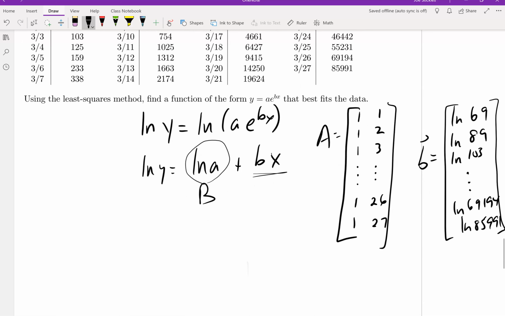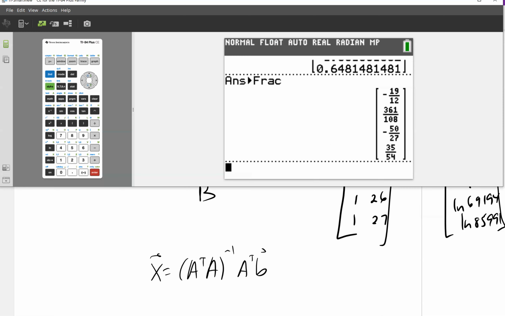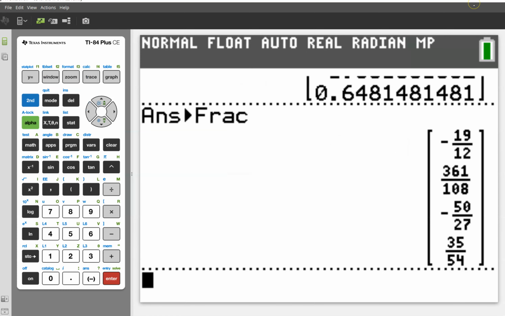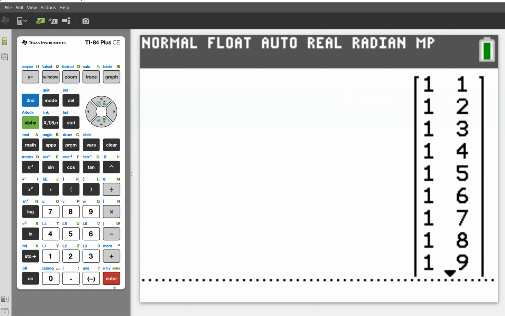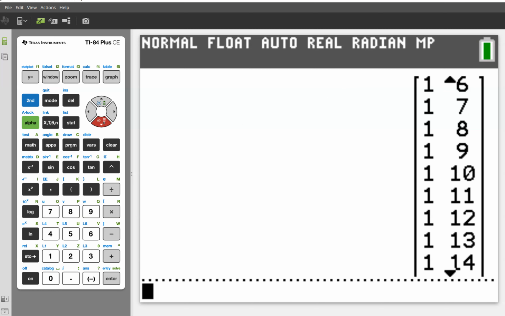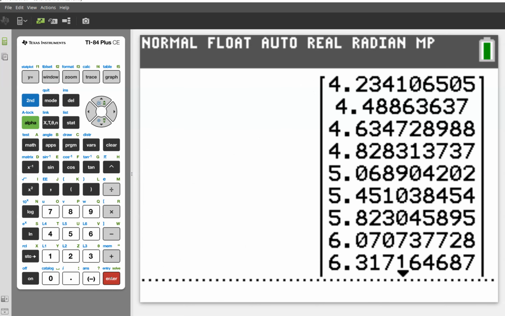So this is now when we would want to find our least squares solution. We would still do A transpose A inverse times A transpose times B. I think, if I remember correctly, that I already have all of these typed into these matrices, which is why I didn't want to touch them. So let's look at the matrix G here. There were our inputs, and if I scroll down, I can see that I really do have all of those in there. If I do my matrix B, I'm pretty sure I have the logs of those values there.